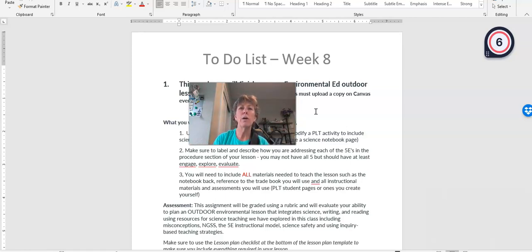If you're going to have students do some sort of assessment, in addition to your notebook page, like for instance, if they were going to fill out data on a data table, you would need to include that. So this lesson should be written up and include everything a teacher would need to walk in and teach this lesson. So what you will submit is this template that I've provided. It's on Canvas. It's also in the Google Drive.